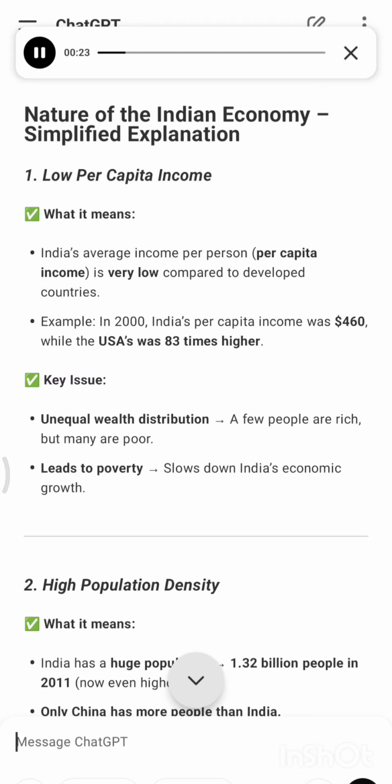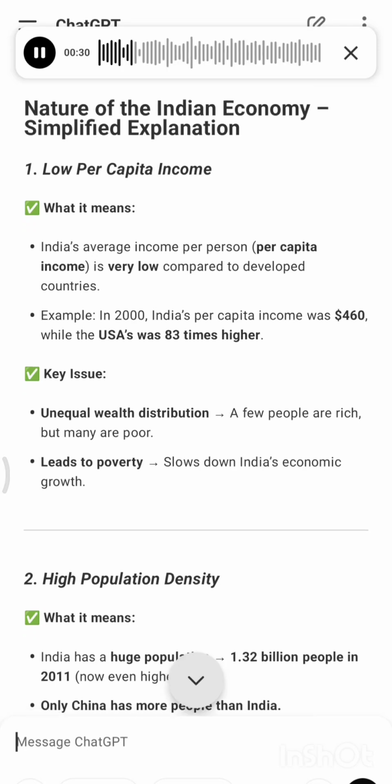Key issue, unequal wealth distribution. A few people are rich, but many are poor. Leads to poverty, slows down India's economic growth.